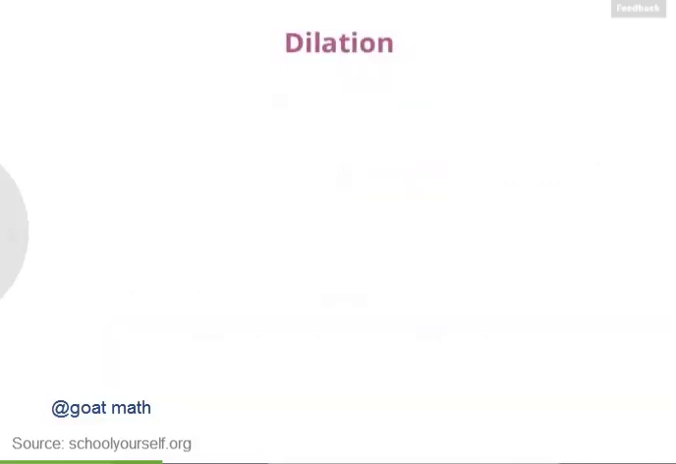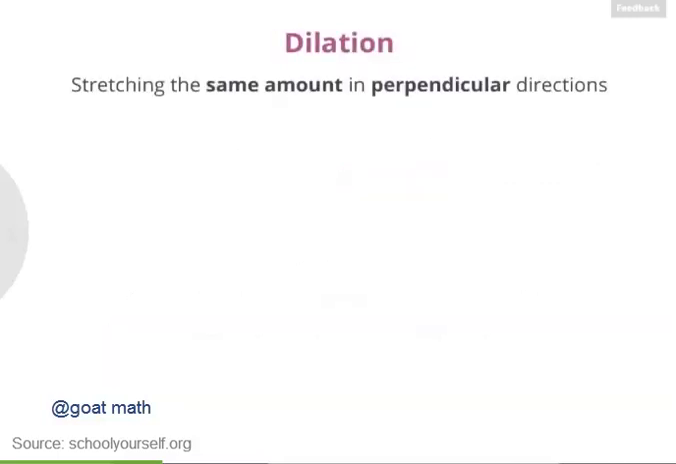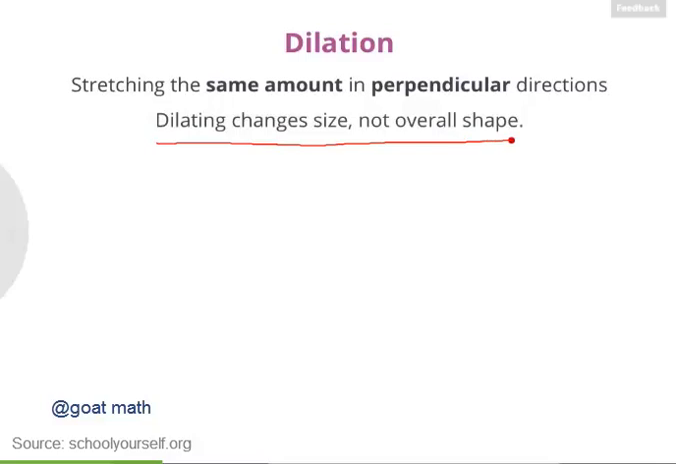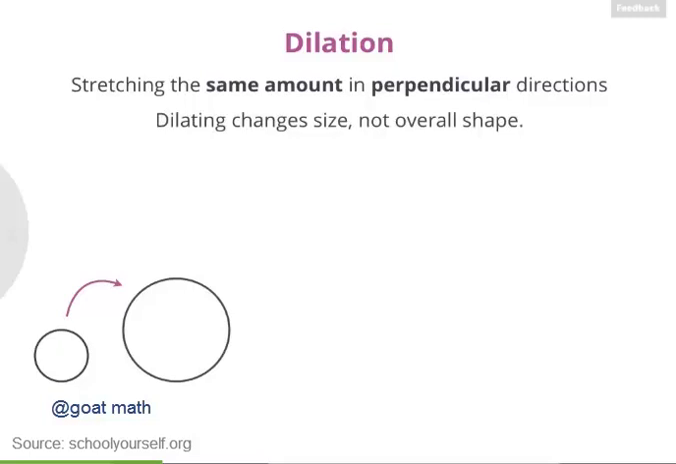So now let's define the term dilation. Dilation is when you stretch something by the same amount in two perpendicular directions. That's a complicated definition. The simpler definition is that a dilation changes the size but not the overall shape. So if we started with a circle and then we dilated it, we would get another circle. To get this specific circle, we had to stretch the smaller one by a factor of 2 in the horizontal and vertical directions. So this scale factor is 2.